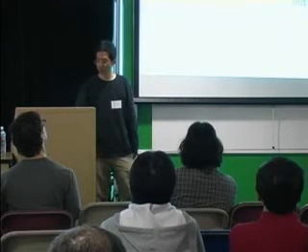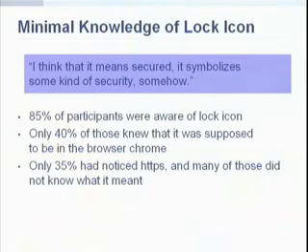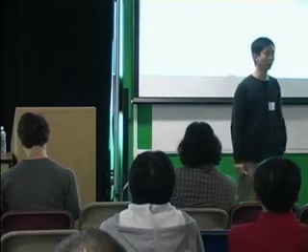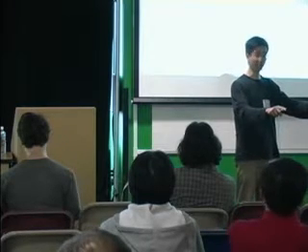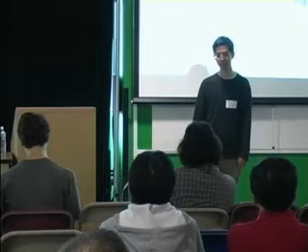There's also very minimal knowledge of the lock icon itself. A very prototypical quote here is, I think that it means secured. It symbolizes some kind of security, somehow. 85% of the participants were aware of the lock icon. However, only 40% of those knew that it was supposed to be in the browser chrome. This is an important result because some of the newest phishing attacks use a picture-in-picture attack where you have just an image and you have the image of your browser inside of it. This confuses a lot of people, so this is a fairly effective attack that's going on right now.